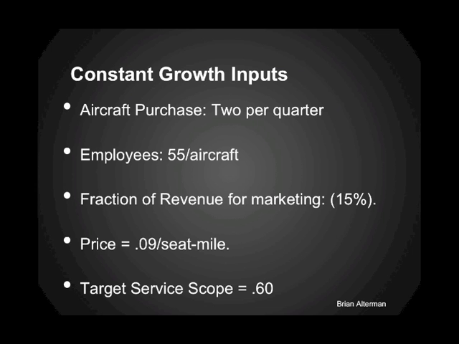I'm Brian. I'm going to be talking to you about our first case, the constant growth case. We decided to go along with the Don Burr model, but we felt that his aircraft purchases were a key reason why he failed, so we decided to change it to 2 per quarter, and we kept employees the same at 55 per aircraft, kept the fraction of revenue the same at 15%, the same price of 0.09 per seat per mile, and the target scope of 0.60 was also the same.